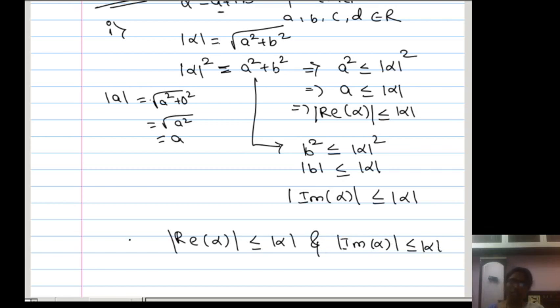Okay, if you take an example problem, then also you can check whether it is satisfying or not. Like in the previous problem, 3 plus i. So what happened? Under root 10 is the mod. Okay, so the real part is what? 3. So 3 is less than or equal to root 10. Again 1 is less than or equal to root 10. So like that, the relation is true for all complex numbers. The next, second property.